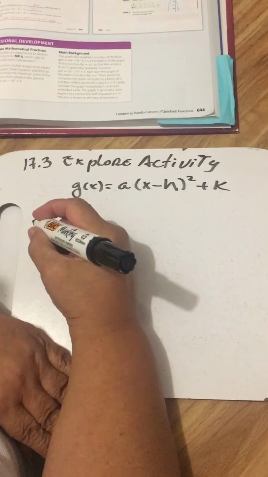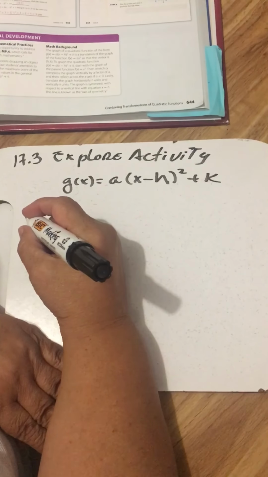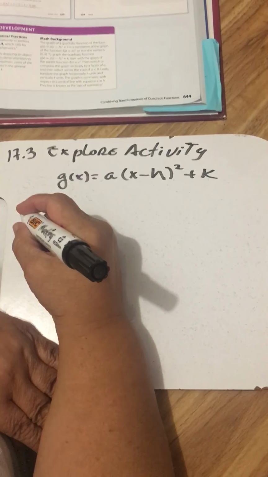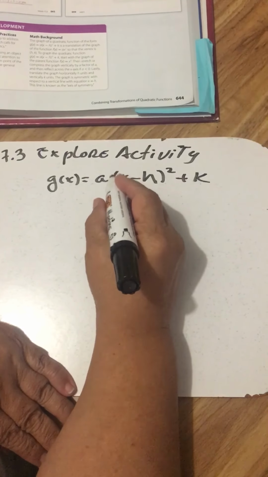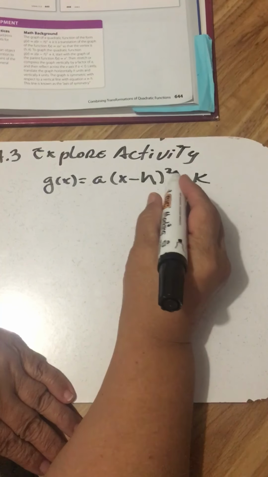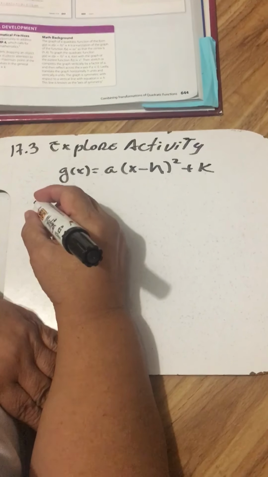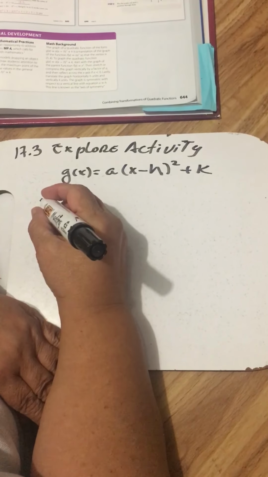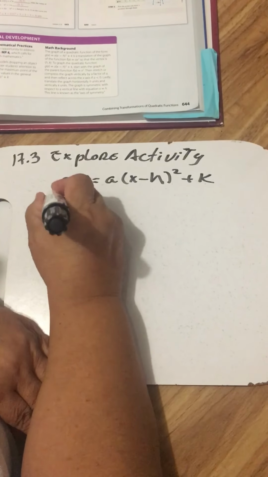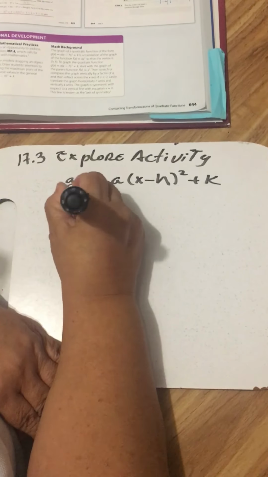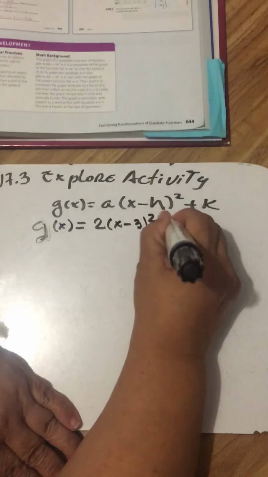Now we begin with lesson 17.3, combining transformations of quadratic functions. Now we're going to answer this Explore Activity, understanding quadratic functions of the form g(x) = a(x - h)^2 + k. Now we see step A. We're going to use the sequence of transformations to graph g(x) = 2(x - 3)^2 + 1.